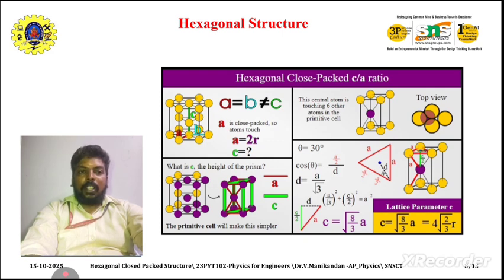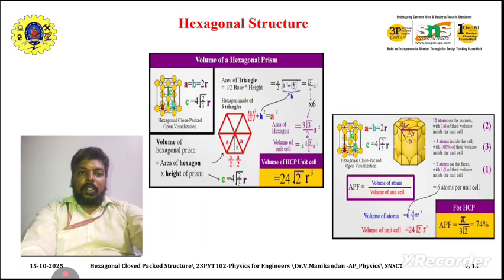Before that, c is not equal to a and b. The a and b axes are equal in the x1 direction, but not in the other direction. So the ratio between c and a is root 8 by 3, which is the ideal ratio of c by a, the axis difference along c and a. It is about 1.633. With these diagrams, we can calculate the volume.